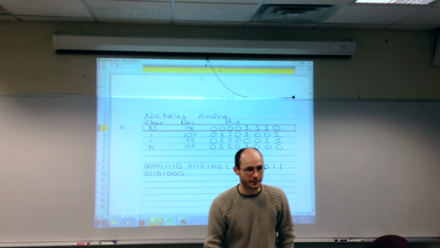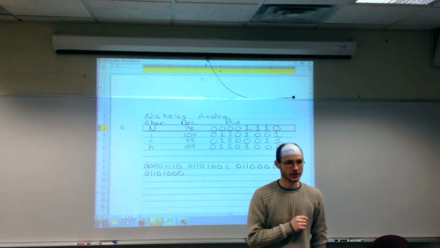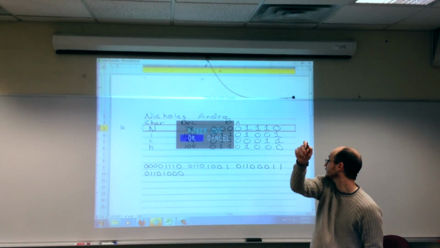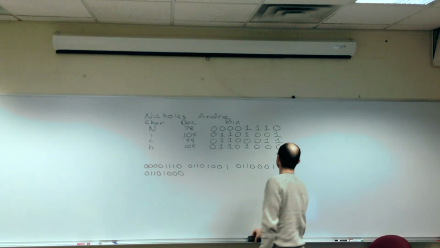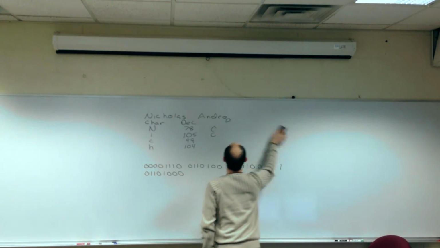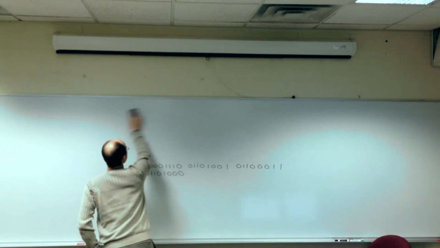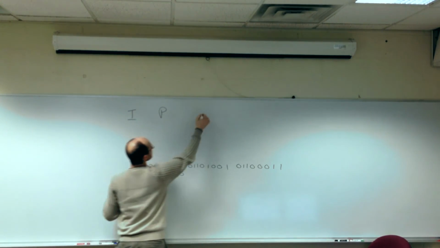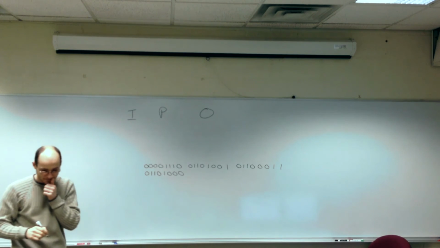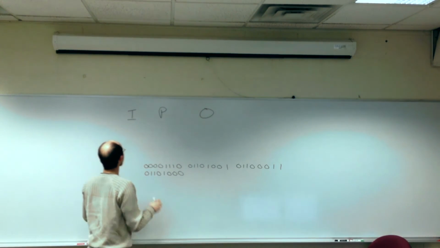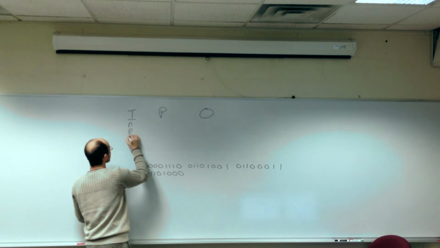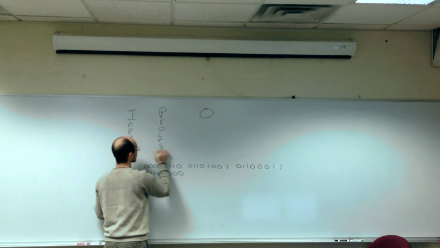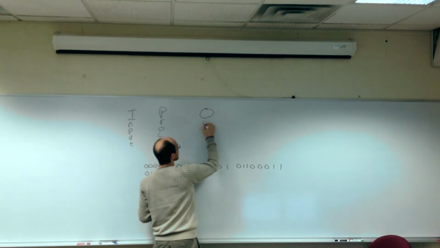In fact, we have an acronym that describes any computing device. And that acronym is the letter I, letter P, and the letter O. I is short for input. P represents process. O represents output.